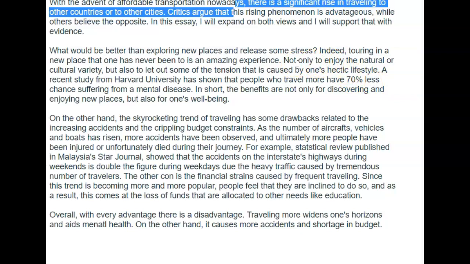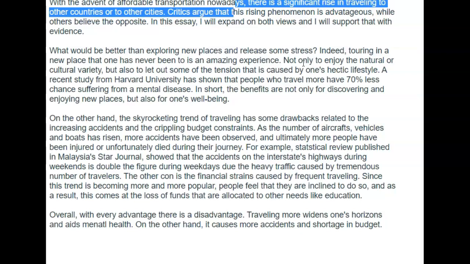What you could have done here is you could have said, not only can one enjoy the natural or cultural variety, but also let out some of the tension that is caused by one's hectic lifestyle. All right, that's a good way of doing it as well. This way you use inversion. It's considered a higher level grammatical phenomenon. It's always a pleasure when I see it in essays because it is rather rare and rather advanced.